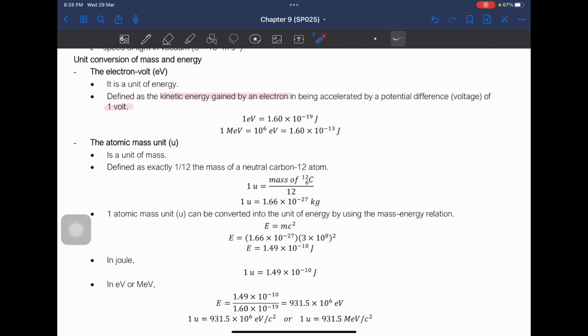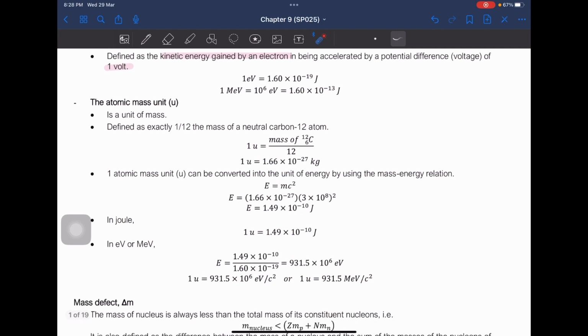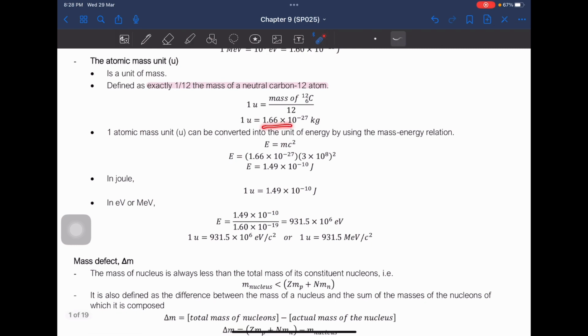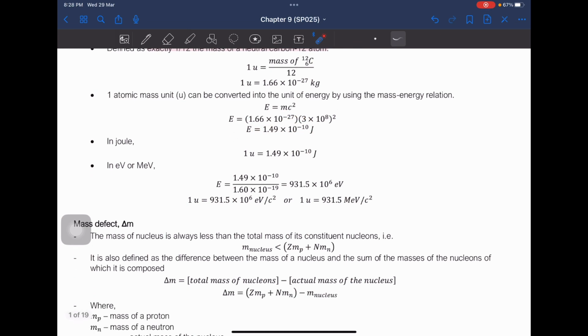Okay, so atomic mass unit is defined as exactly 1/12 of the mass of a neutral carbon-12 atom. So 1U is equal to 1.66 times 10 to the power of negative 27 kilogram. So 1U can be converted into the unit of energy by using the mass energy relation. Multiply by the speed of light squared, and you get the energy equal to 1.49 times 10 to the power of negative 10. Meaning, one atomic mass unit is actually equal to 1.49 times 10 to the power of negative 10 joule.